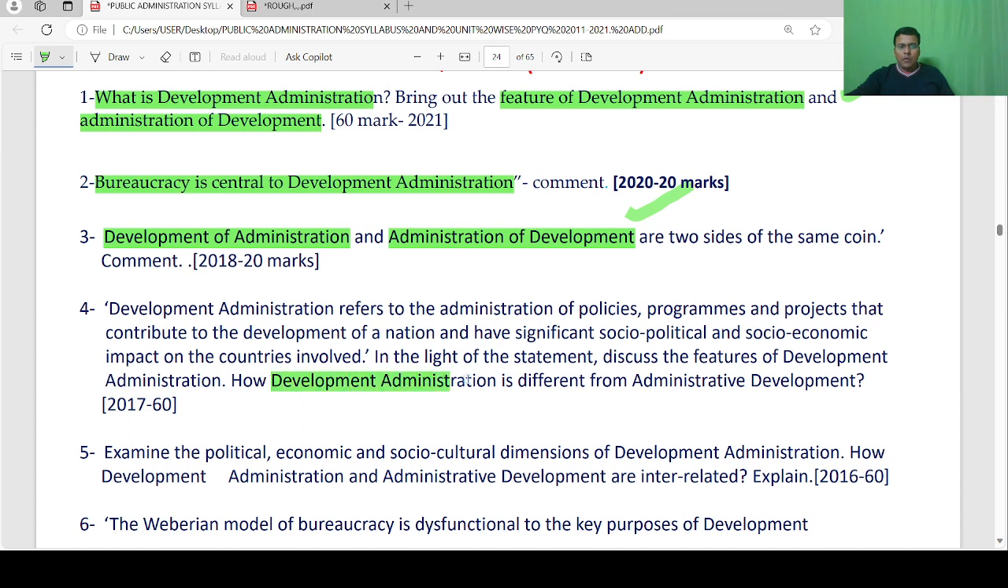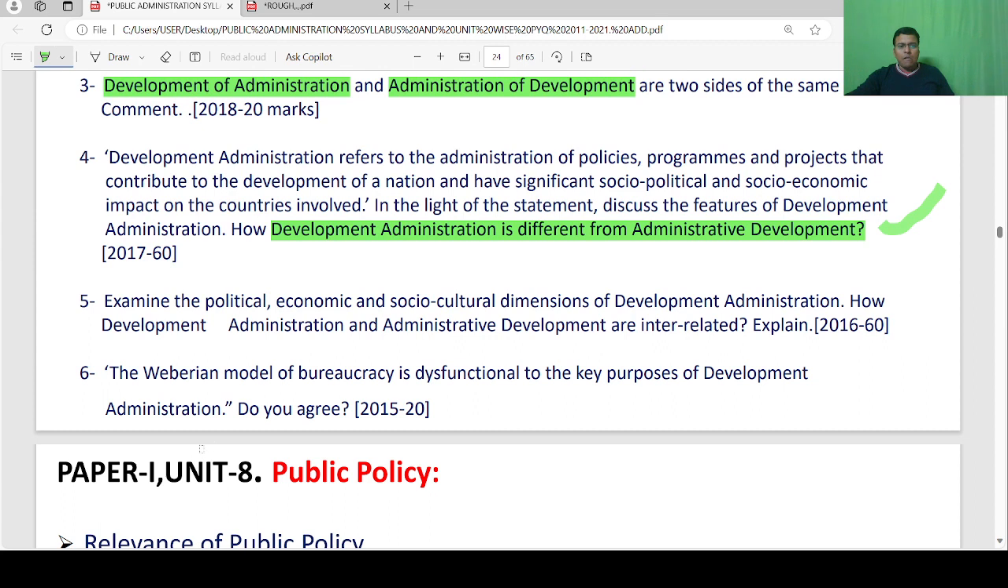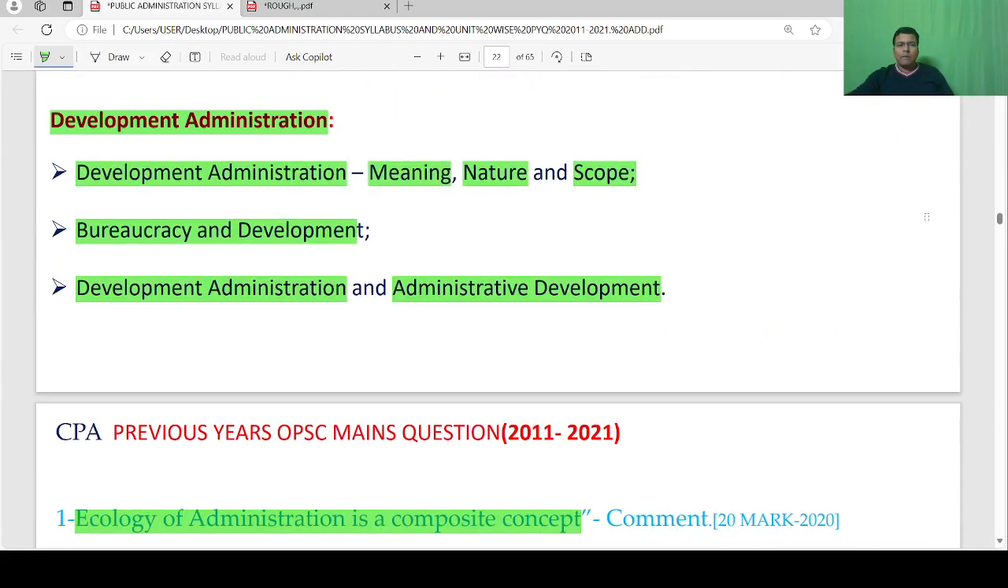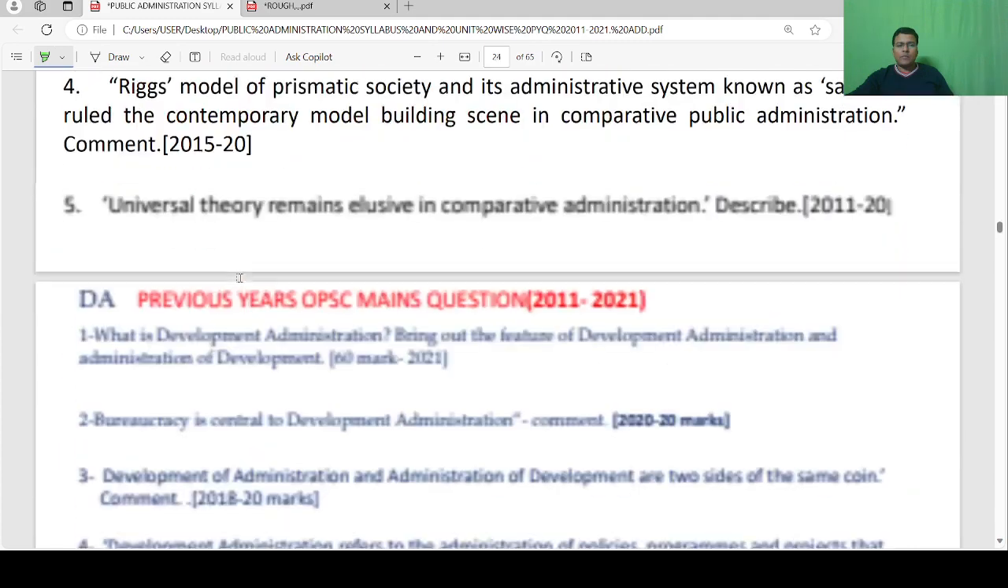How is development of administration different from administrative development? The third time the question is asked. How are development administration and administrative development interrelated? The fourth time. So in the last 8 years, the fourth time a question has come on development administration and administrative development. Bureaucracy and development has come one time.